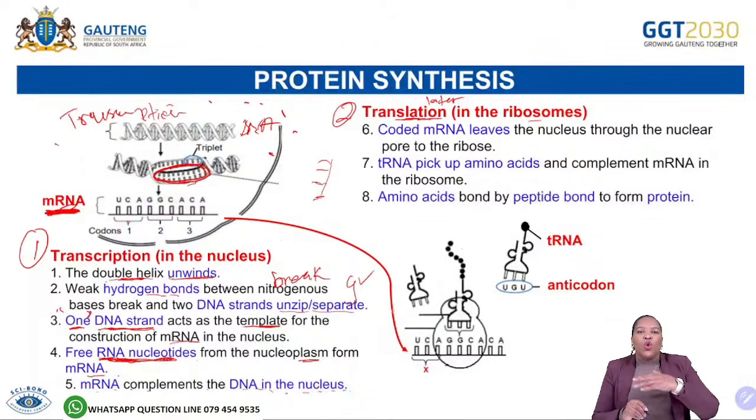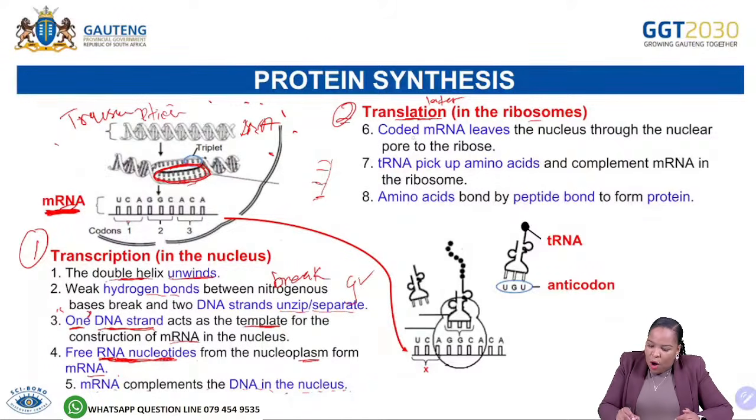Now we are moving to the next stage. What is the next stage? It is translation. Translation, we said it happens later. What happens there? The coded mRNA now leaves the nucleus through the nucleopore. So you must be quite specific. You see here, it moves through the nucleopore. You must be able to also label this diagram to say these are your nuclear membrane and this is a nucleopore and this was your nucleoplasm. Then the mRNA leaves through the nucleopore.